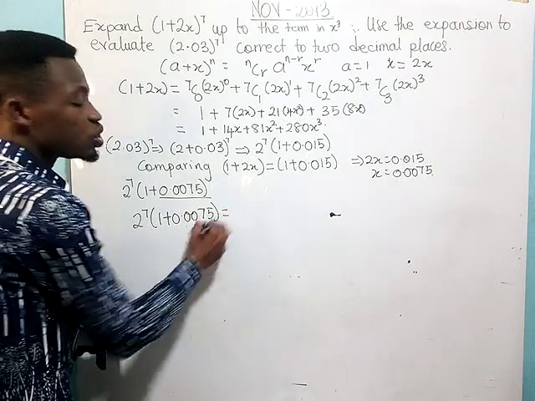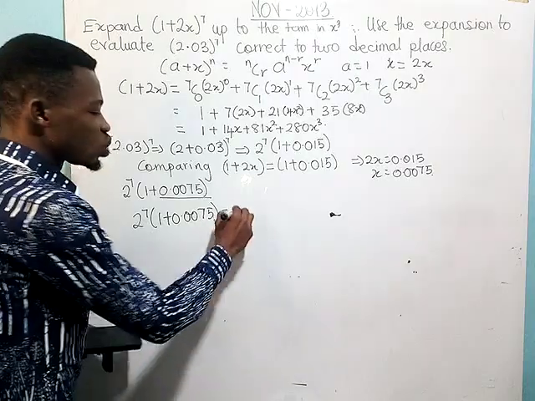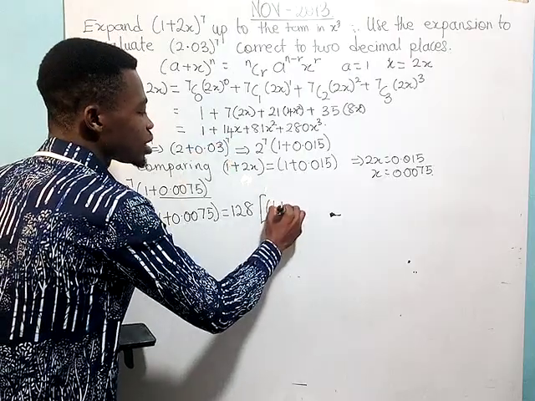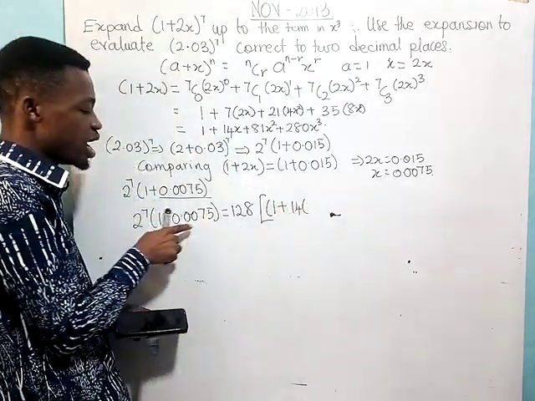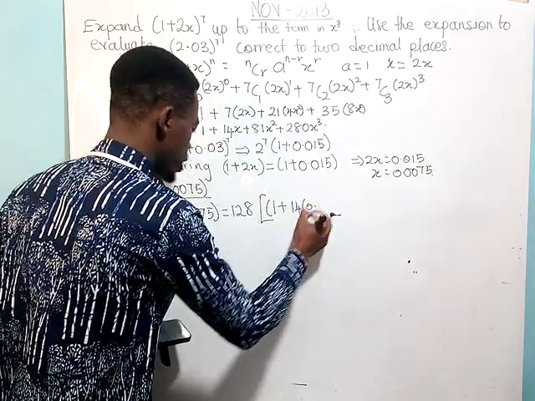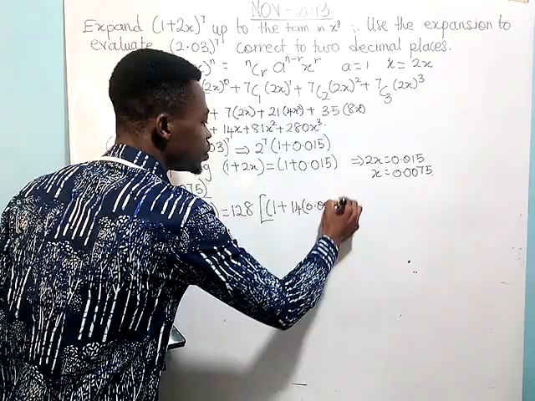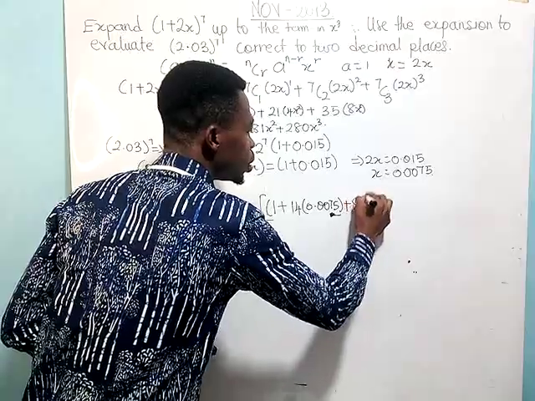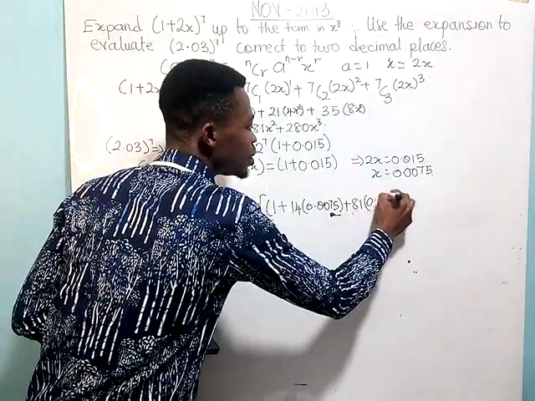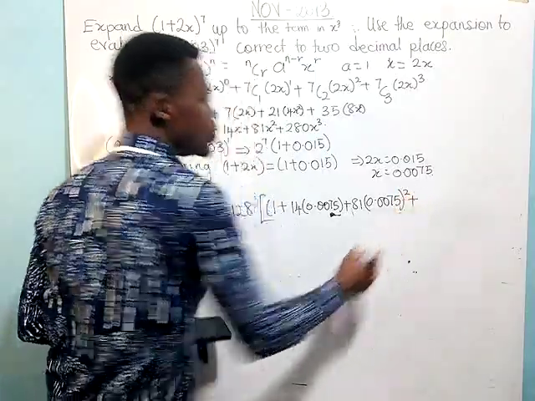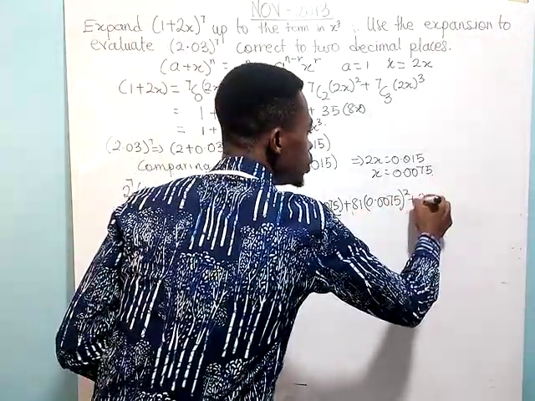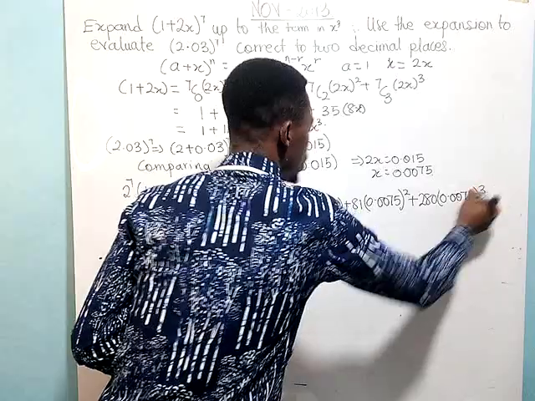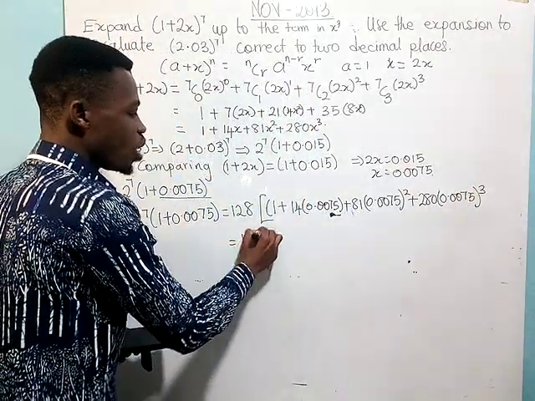0.0075. Now 2 to the power 7 is 128. Then we are going to work with what we have here: 1 plus 14 multiplying the x, which is 0.0075, plus 84 multiplying 0.0075 to the power 2, plus 280 times 0.0075 to the power 3. So we have 128 here.